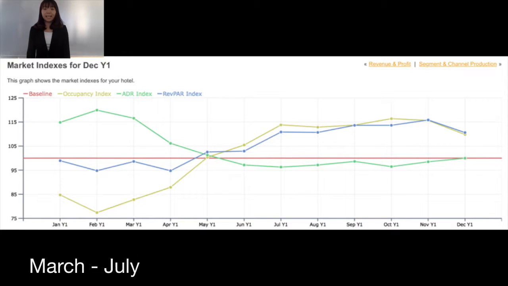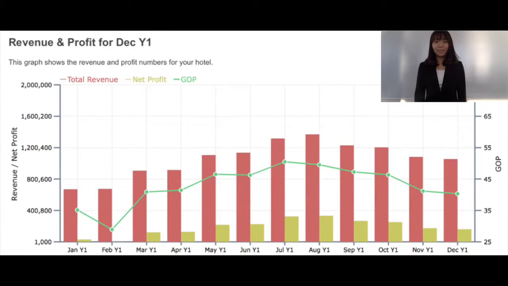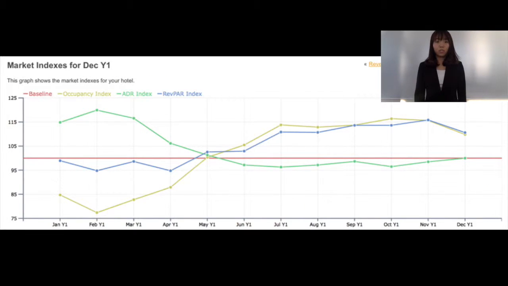Our ADR index fell from above the market to below the market average, because we lowered our rates and our competitors insist on increasing rate. Our ADR index fell from 1.15 to the lowest 0.96 in July. So we attract more guests through this way and increase profit gradually in this period. Profit trend goes down from August to December. Our RevPAR index always keeps higher than the market baseline and even is an increasing curve.